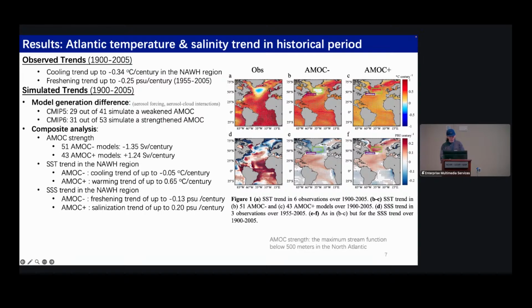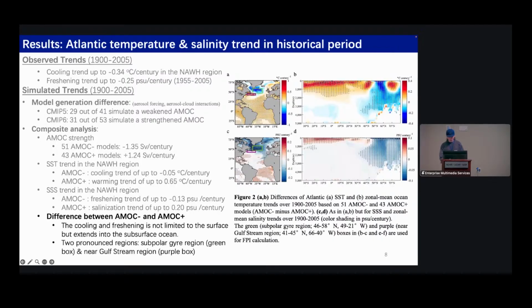Basically, the AMOC weakening models align with the observations, with the cooling and freshening trend here. The temperature and salinity changes could result from a combination of the cooling caused by the AMOC slowdown and the background anthropogenic warming. So we calculate the difference between the AMOC weakening and strengthening group to eliminate the impact of the background warming.